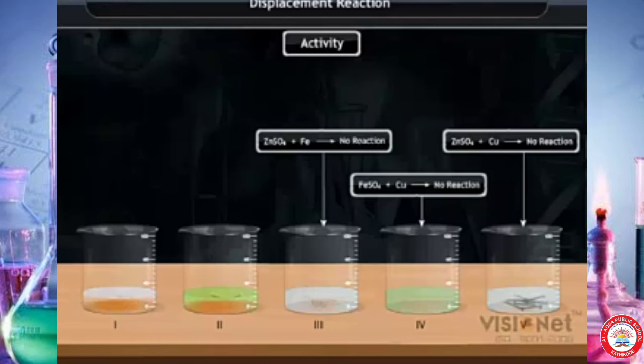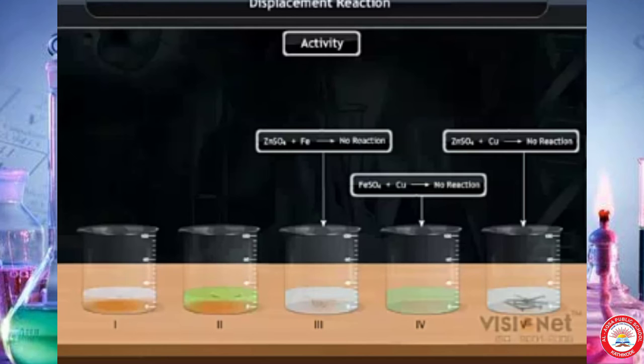And the fifth one, we added copper in zinc sulfate. Here also copper is less reactive than zinc. So, here also we cannot see any reaction or any color change.